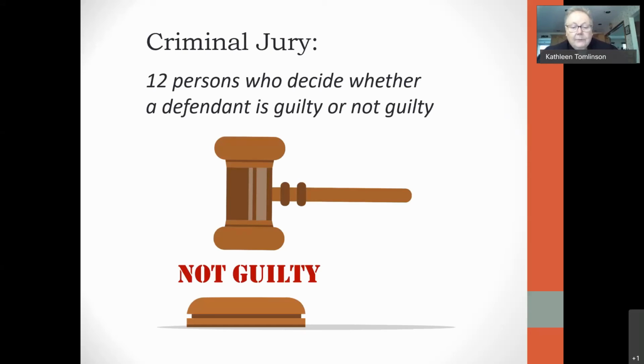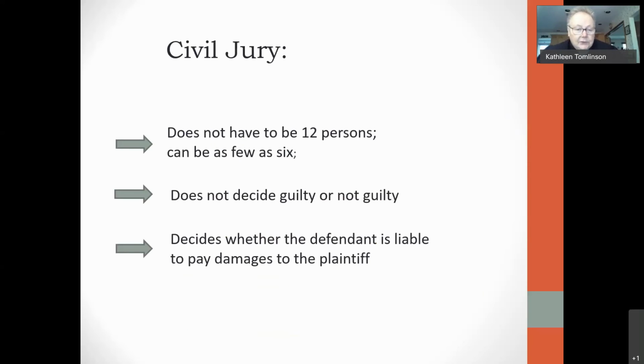That's different from our second type of trial, a civil jury. Now, in a civil case, you don't have to have 12 jurors serving. You can have as few as 6. Here, the jurors don't decide whether the individual is guilty or not guilty, but rather they determine whether the defendant in the case is liable for the claims brought by the plaintiff and must pay damages to the plaintiff. And that could be a person or company which brought the lawsuit.